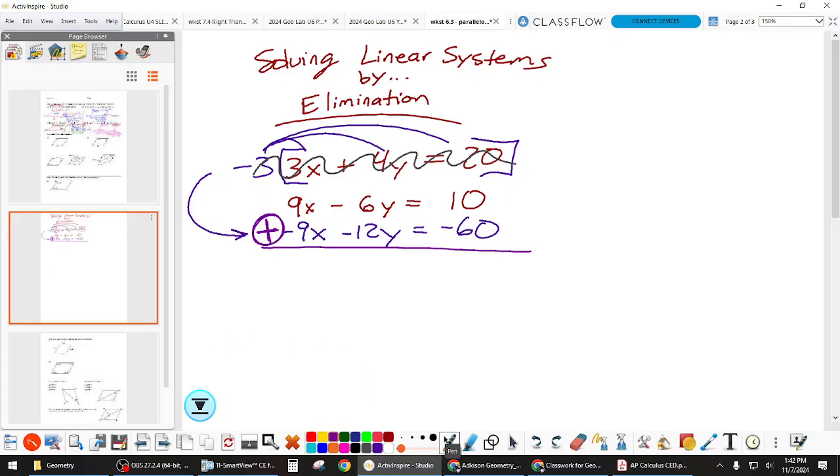Again, what is 9 plus negative 9? It's 0. Do we need to write 0? You can. I don't, because I think it makes it messy. But those are done. We did that on purpose, right? We forced it to be that way. Okay, what is negative 6 plus negative 12? Negative 18, good. 10 plus negative 60.